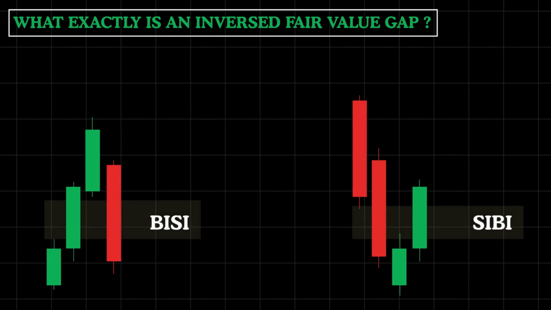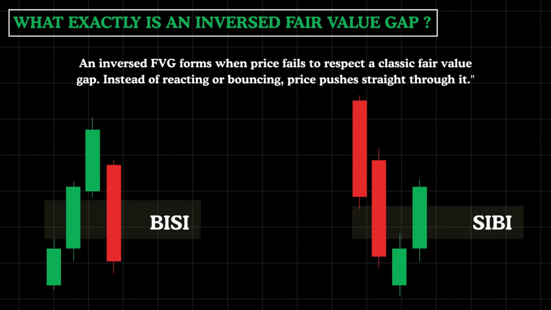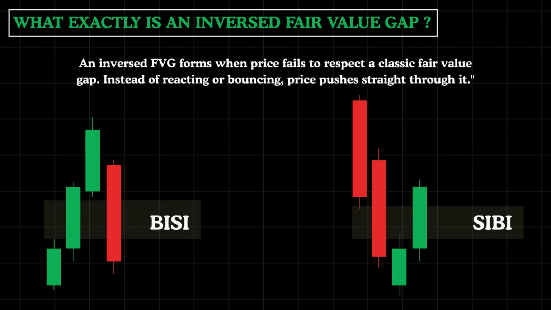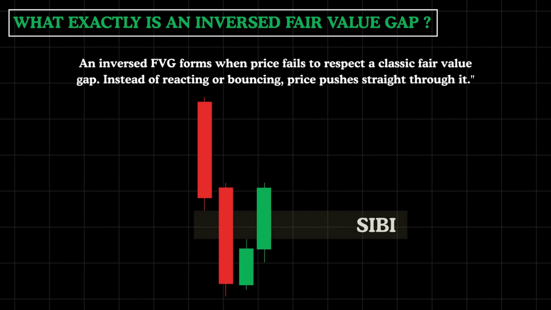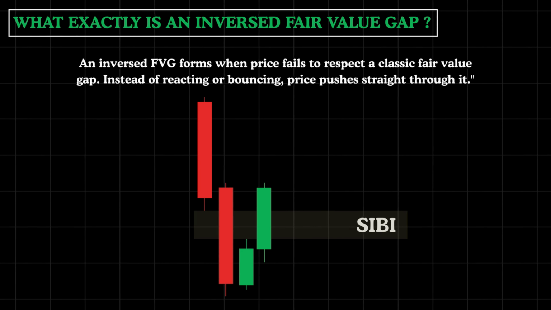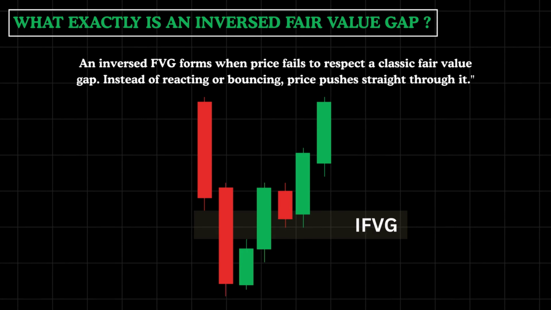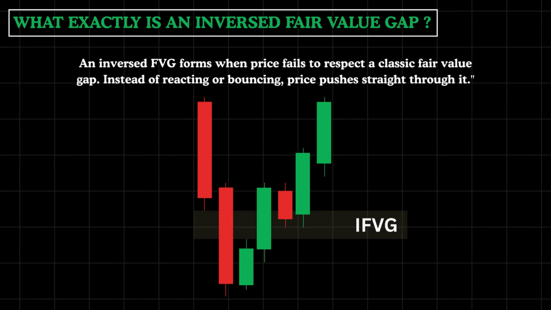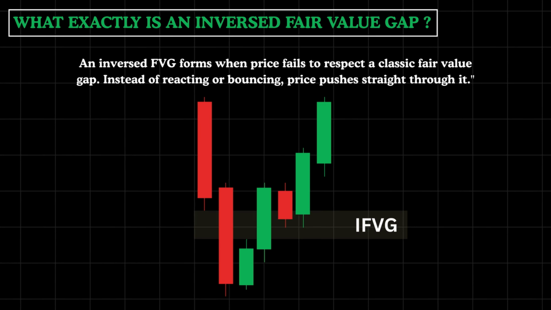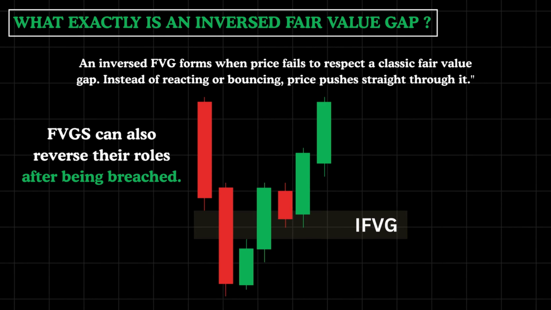Now, let's shift to the second fair value gap model, the inverse fair value gap. So, what exactly is an inverse fair value gap? An inverse FVG forms when price does not respect a normal fair value gap. Instead of reacting or rejecting, price cuts right through it. When this occurs, the original gap often flips its role and starts acting as either a support or resistance level, depending on which way the breakout happens. This idea reflects the same principles as supply and demand zones. Just like a broken supply zone can switch to demand and vice versa, fair value gaps can also change roles.